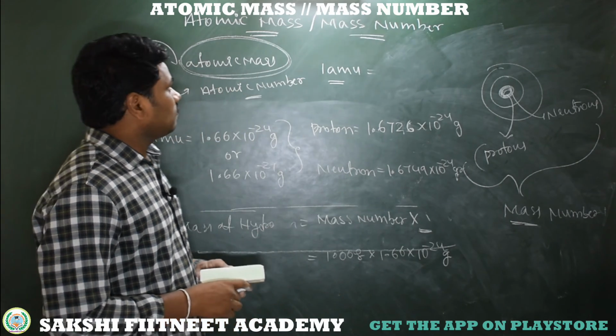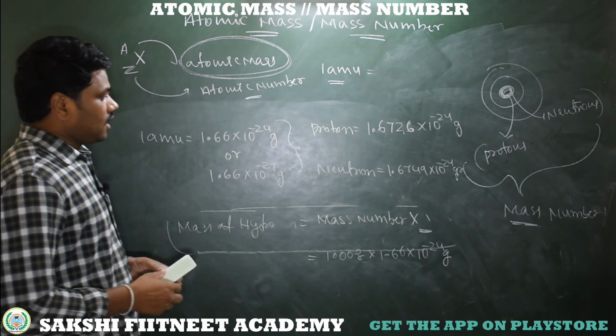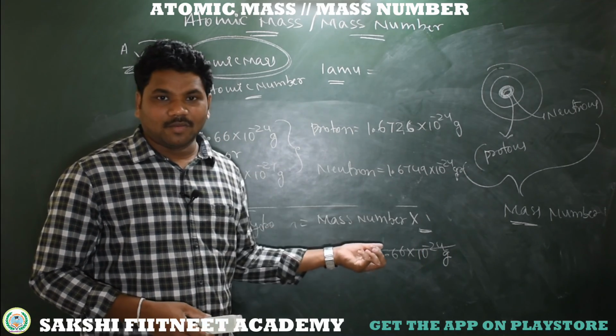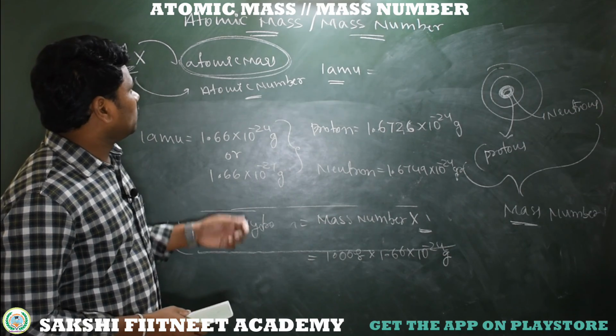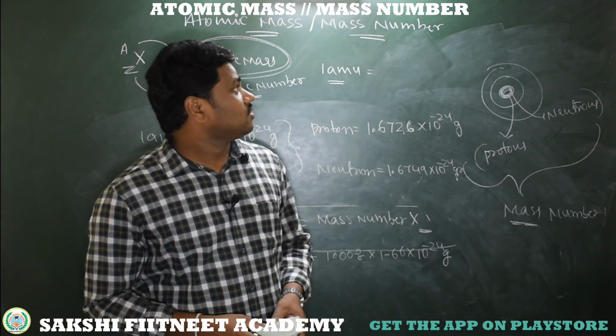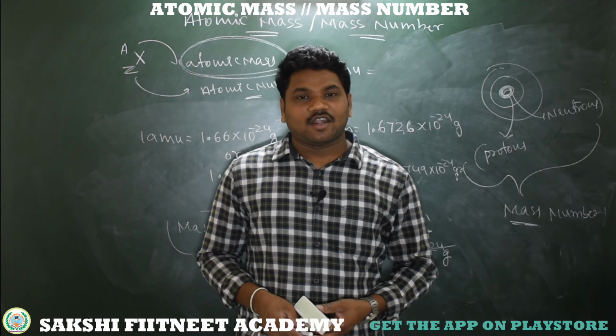So to get the actual mass in grams, you just multiply the mass number with 1 AMU, then you will get the weight in grams and kgs. So I hope you understand well what atomic mass and atomic number are.